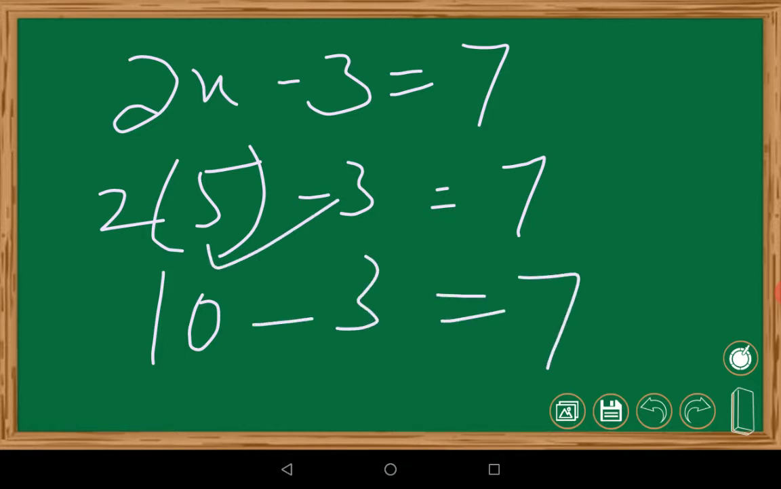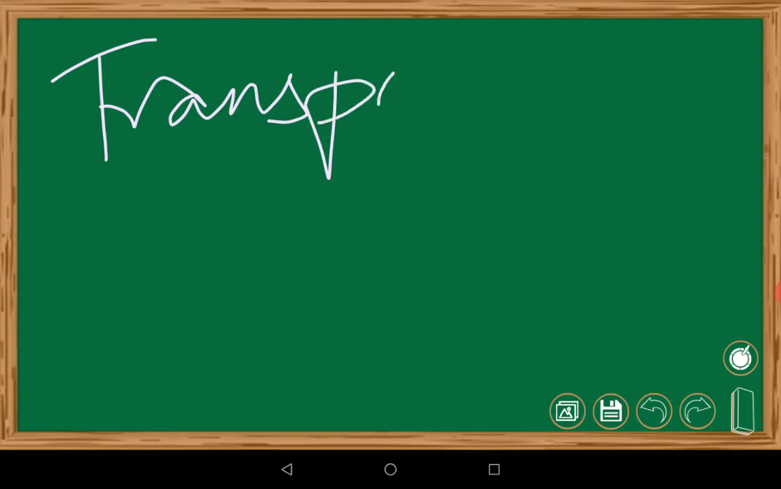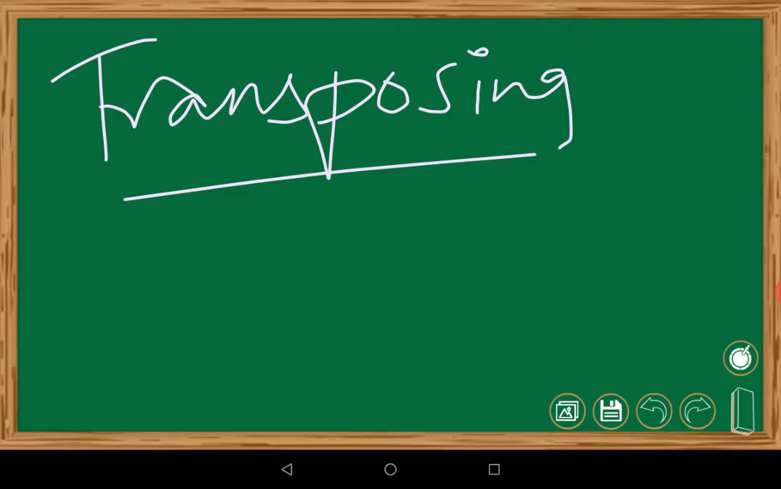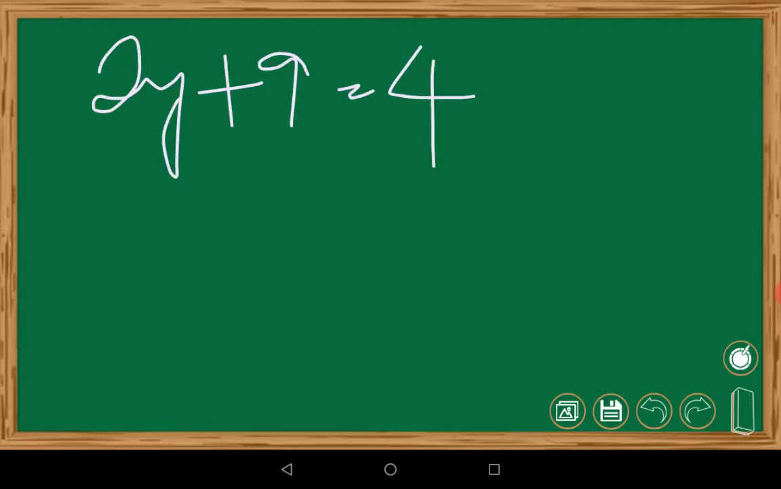Understood. Now the second method is the transposing method. So what is this transposing, you will be thinking? It is nothing but something you have studied previously. We'll take one example and I'll explain it. It will be easy, right? Now 2y plus 9 is equal to 4. Clear? 2y plus 9 is equal to 4. In this we have to find the y value. Okay, let's do it.